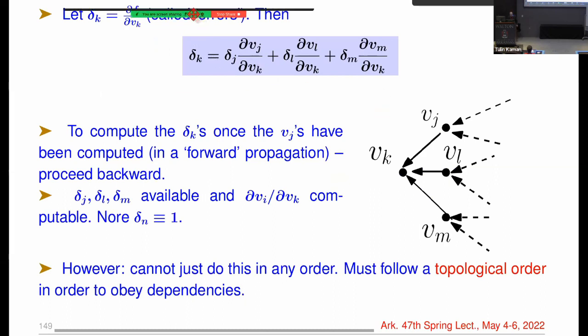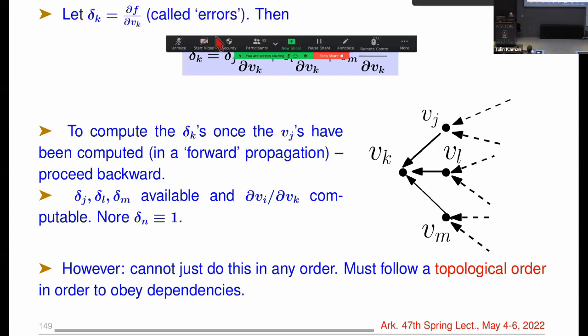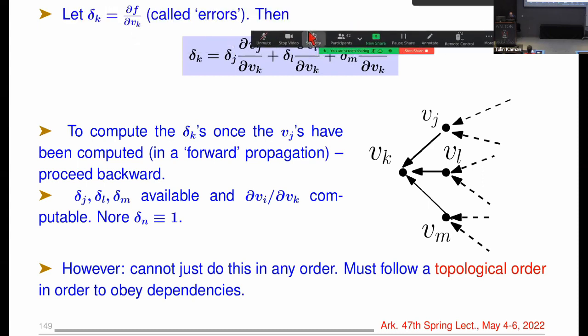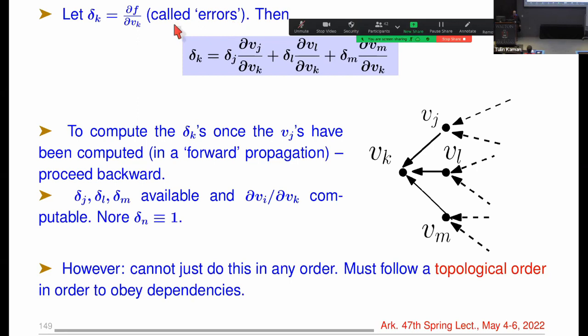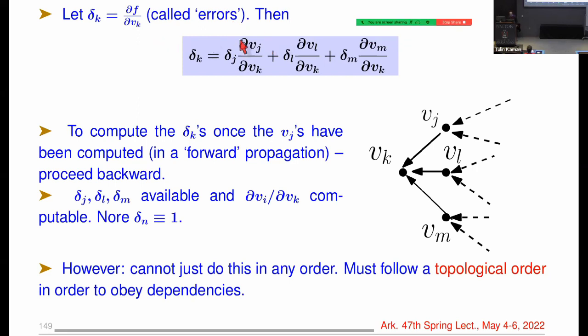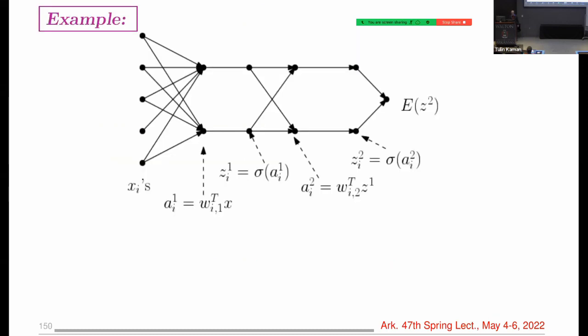These derivatives. I have to keep moving this all the time. All right, here we go. Okay. So then these are called delta J's, delta K's. These are the ones that I'm looking for. Okay, good enough. So that's what I had to say about computational graphs.